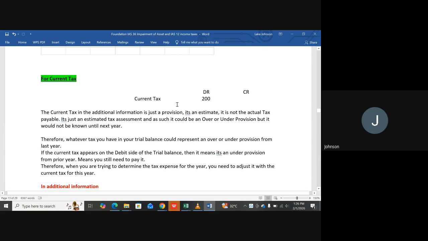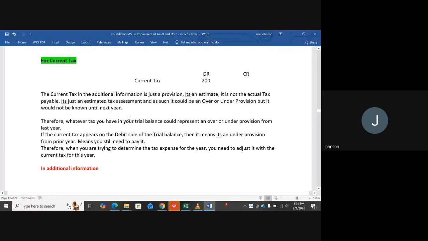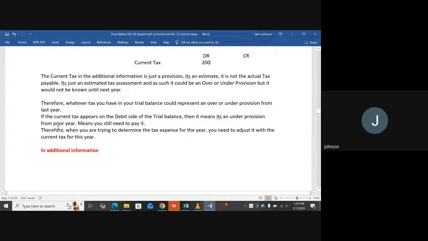For deferred tax, it's easy. You just need to carry this value exactly the way it is. Just carry it in your T account. But for current tax, whenever you have the current tax on the debit side, it is an asset. It means that you did not finish paying. An asset was still remaining for last year, which you have not paid for. That's what it means. So we now come here and say that, okay, if the current tax appears on the debit side of the trial balance, then it means it's an under provision from prior year. Means you still need to pay it.